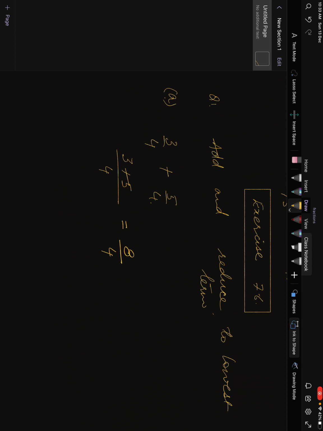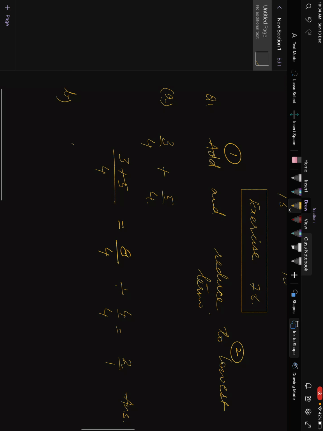Now reduce to the lowest term. There are two parts. This is part number 1 and reduce to the lowest term is part number 2. To reduce to the lowest term, you know you have to divide by the highest common factor. So you get the whole number as your answer. I'm going to do 2 parts each, and all the C and D parts will be your homework.